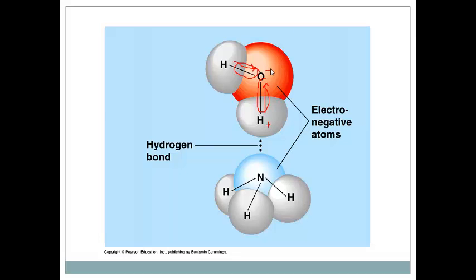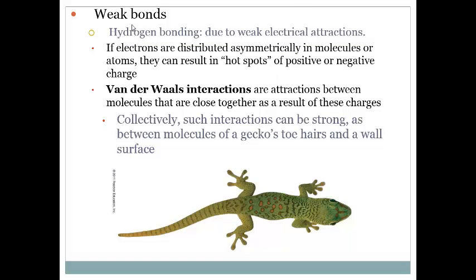When polar molecules are next to each other, this can cause hydrogen bonds to form. Both covalent bonds and ionic bonds are strong bonds. A hydrogen bond is a weak bond, although we'll see soon that collectively it can create a strong force.